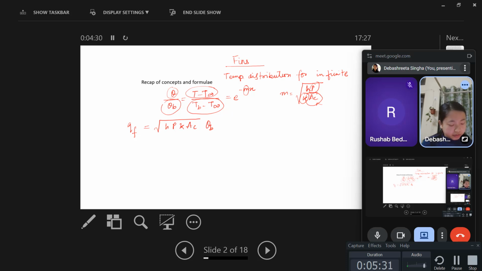And then we have efficiency. Efficiency is given by Qf by Qmax. That is, how much it is actually transferring and how much maximum it can transfer. So this is given by Qf divided by Qmax, or you can say this is theta b.